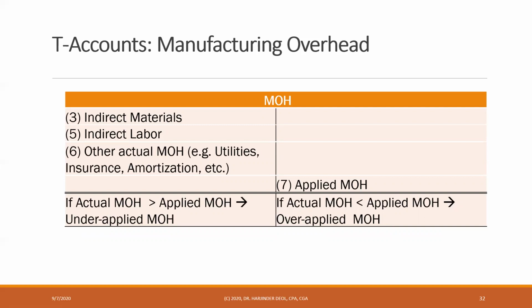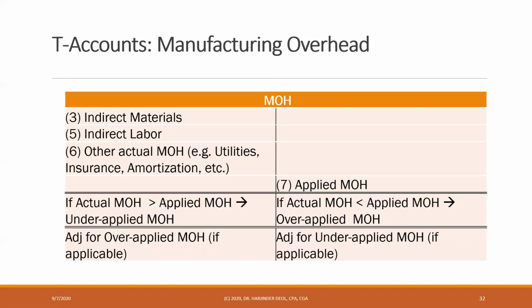So if there was an over-applied manufacturing overhead, we will debit manufacturing overhead to clear out the manufacturing overhead account, and credit work in process, finished goods, and cost of goods sold. If, on the other hand, manufacturing overhead was under-applied, we will credit the manufacturing overhead account and debit cost of goods sold. So either way, whatever's the balance remaining in the manufacturing overhead account needs to be cleared out.